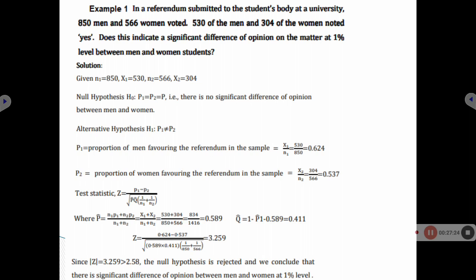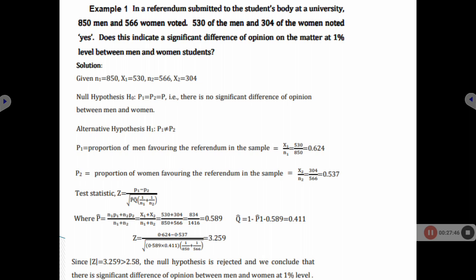Okay. So now we have to substitute the values in our test statistic. So Z is equal to 0.624 minus 0.537 divided by root of 0.589 into 0.411 into 1 by 850 plus 1 by 566. If you calculate, we will get the answer of 3.259.